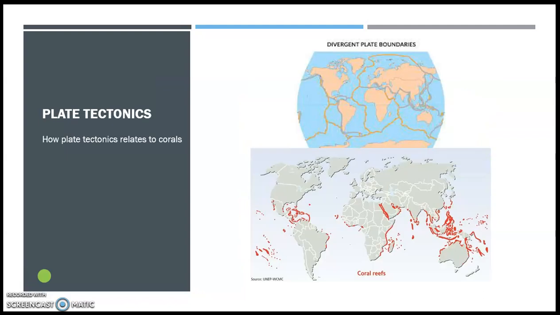Alright, water temperature. Corals thrive in warm waters of the tropics. They prefer a water temperature range of 16 to 34 degrees Celsius, and this range varies for corals depending on the temperature to which they have adapted.